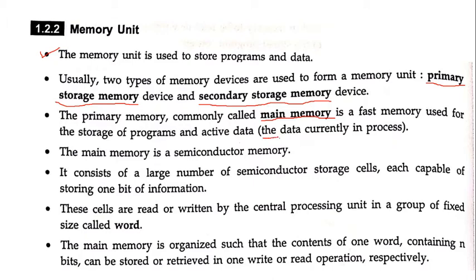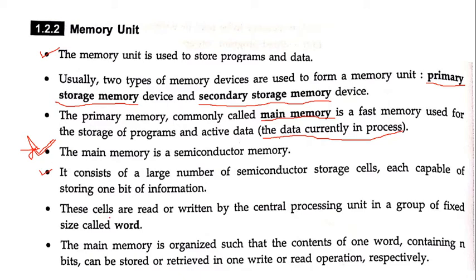Whatever the process is currently going on, we are going to use the main memory, or we can say primary memory. The main memory is semiconductor memory. Remember this term, the main memory is also called semiconductor memory. It consists of a large number of semiconductor storage cells, each capable of storing one bit of information.